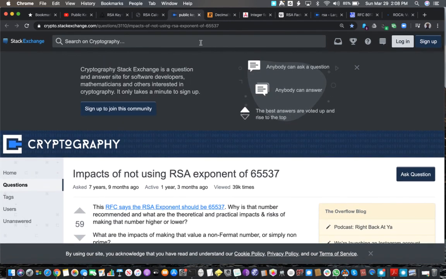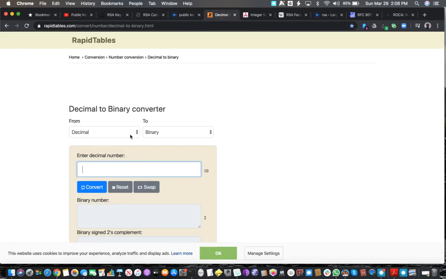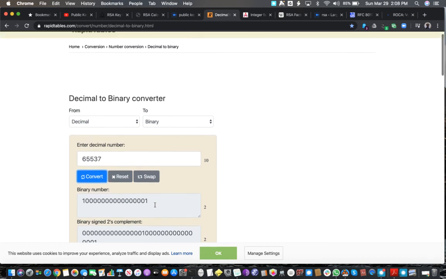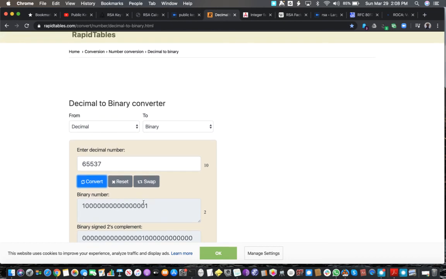So the real reason, let's do the following. Take this number 65537 and express it in binary. So take a decimal to binary converter. Let's type 65537 and see what we get. And what you see here is that this is a number which begins with a 1, ends with a 1, and has all zeros in between. Why have they done that?